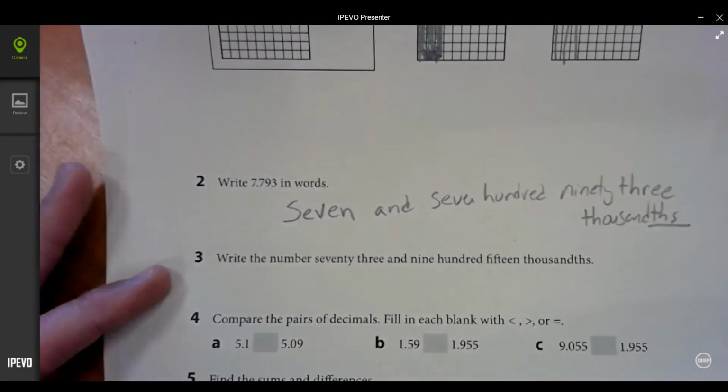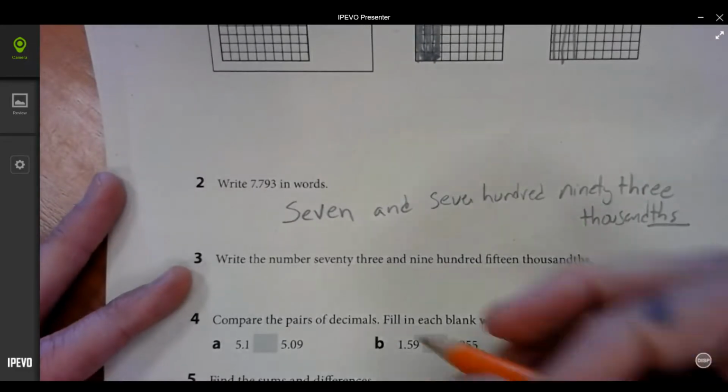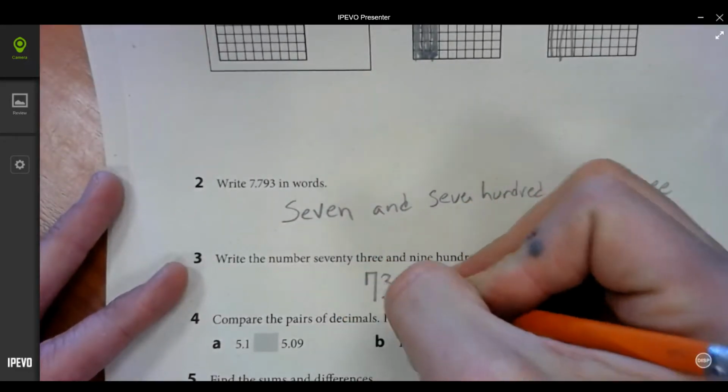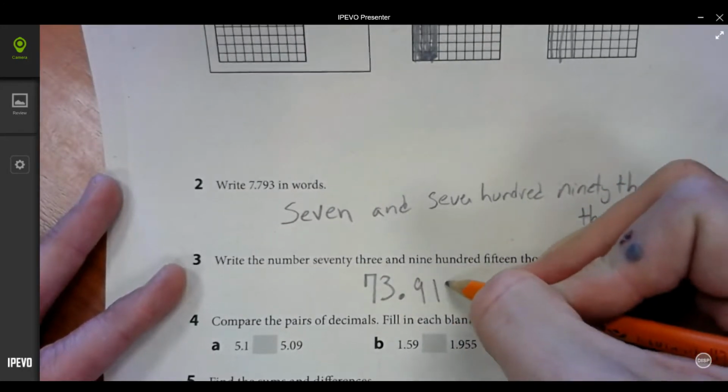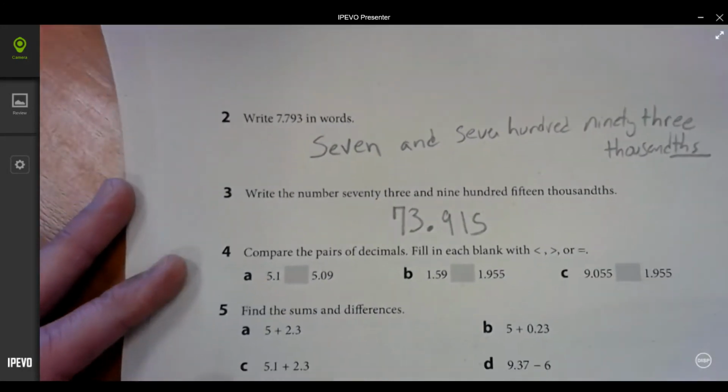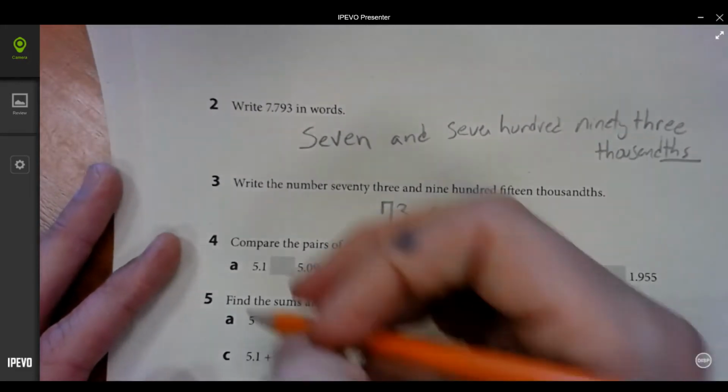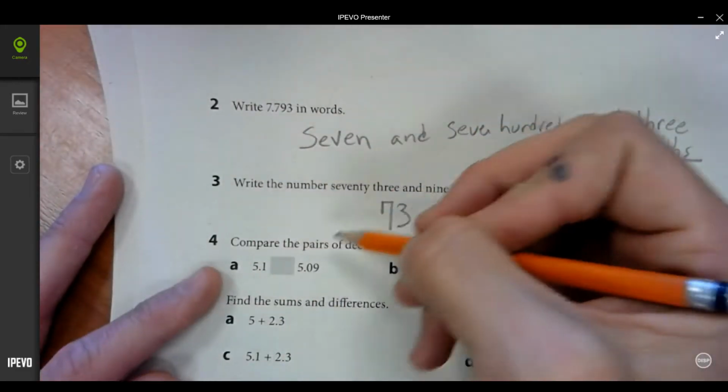Number 3, write the number 73 and 915 thousandths. So 73 looks like that, and is my decimal, 915 thousandths.